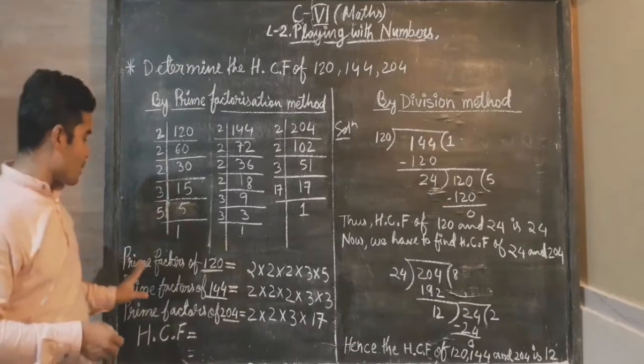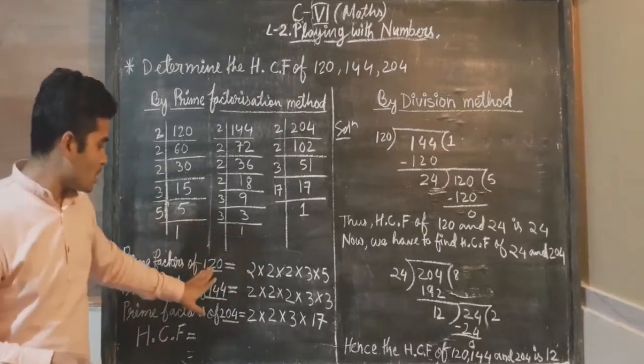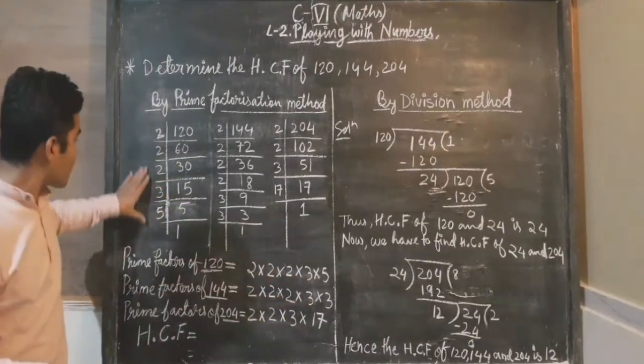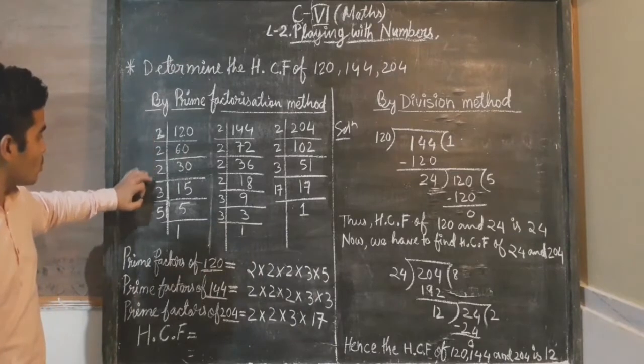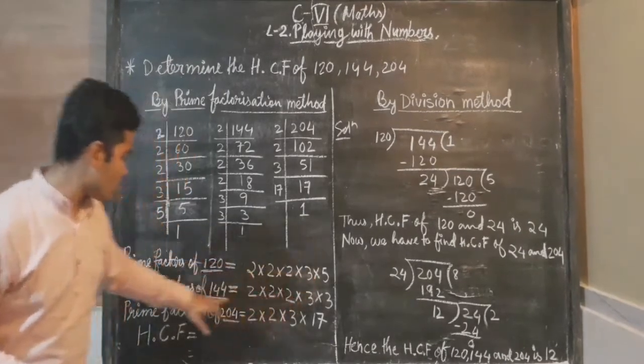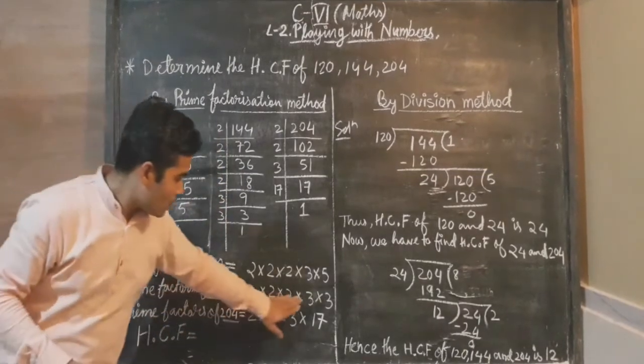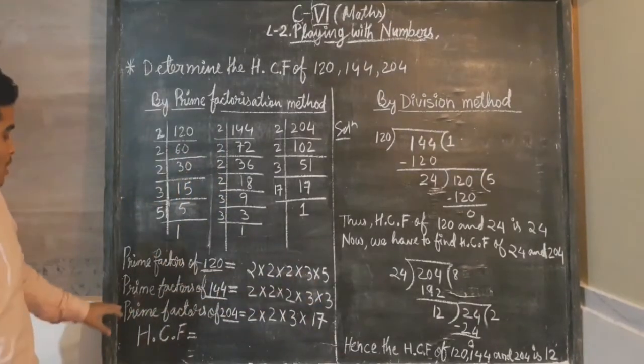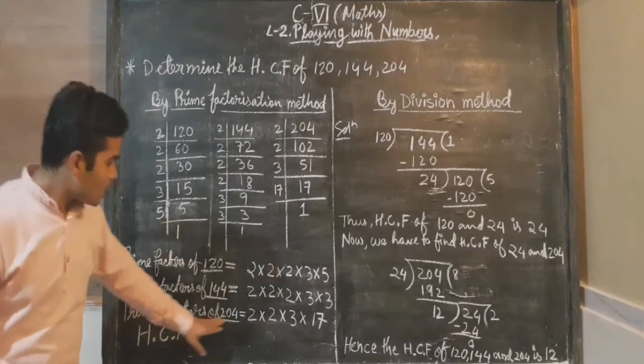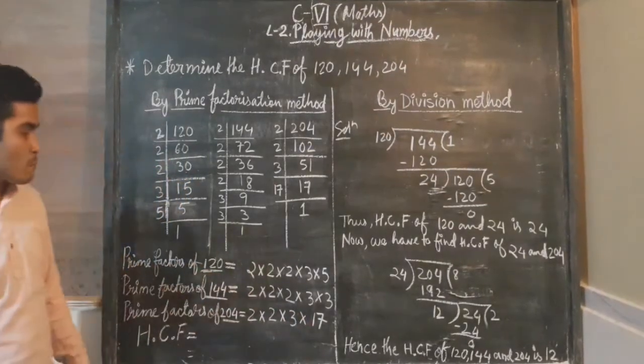I have also written the prime factors for each number. Here you can see these are the prime factors 2, 2, 2, 3, 5. These are the prime factors for 120, these are the prime factors for 144, and these are the prime factors for 204.